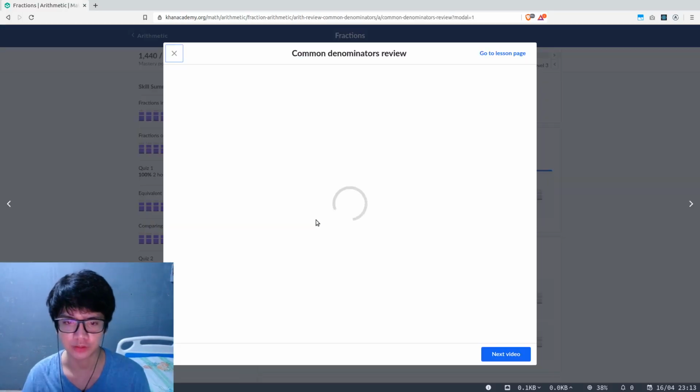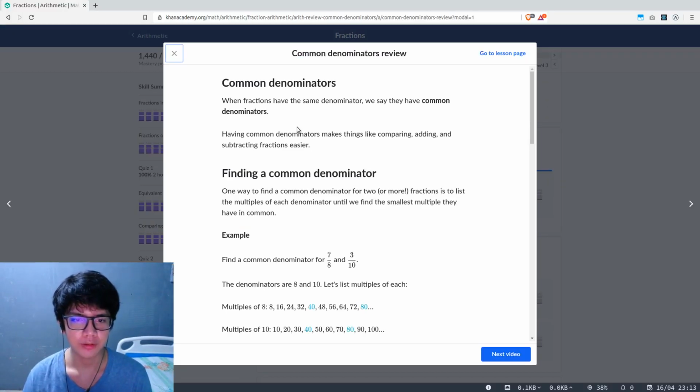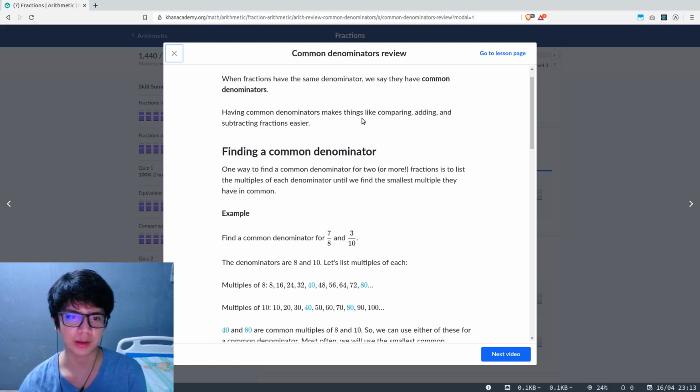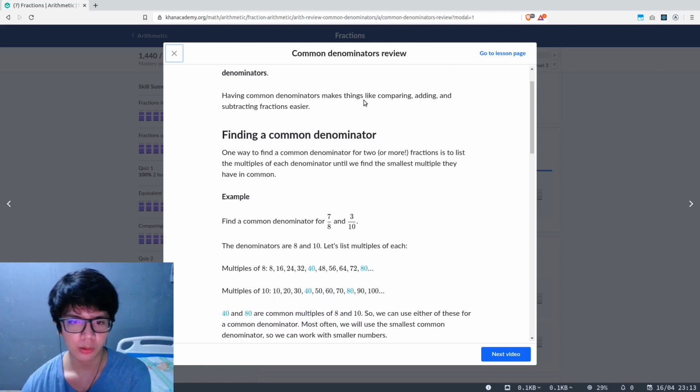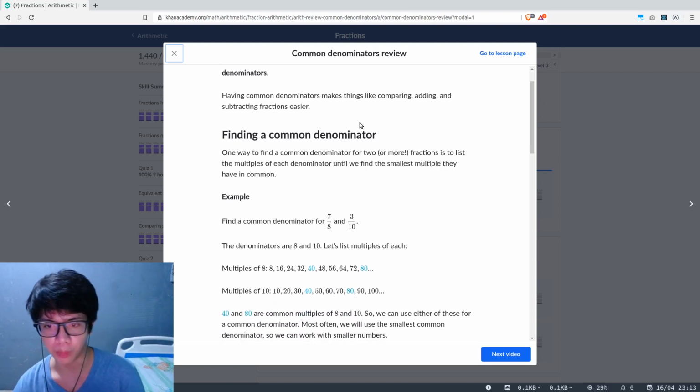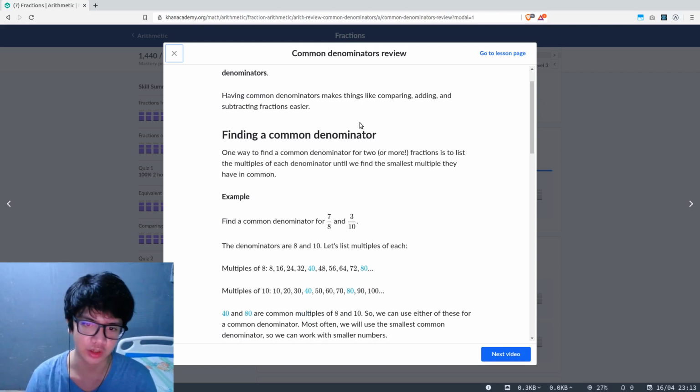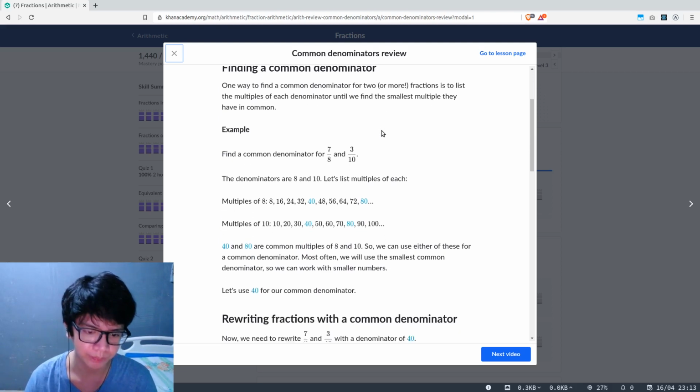Common denominators review. When fractions have the same denominator, we say they have common denominators. Having common denominators makes comparing, adding, and subtracting fractions easier. To find a common denominator for 2 or more fractions, list the multiples of each until we find the smallest they have in common.